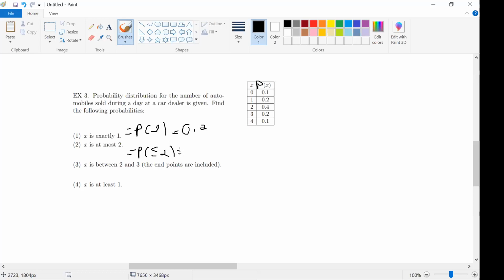There are 2 ways you can do this. You can say 1 minus P4 plus P3, or we can just go straight up. We'll just go straight up because that one's a bit more intuitive. So this is equal to P0 plus P1 plus P2. P0 is 0.1, P1 is 0.2, and P2 is 0.4. This is 0.7.